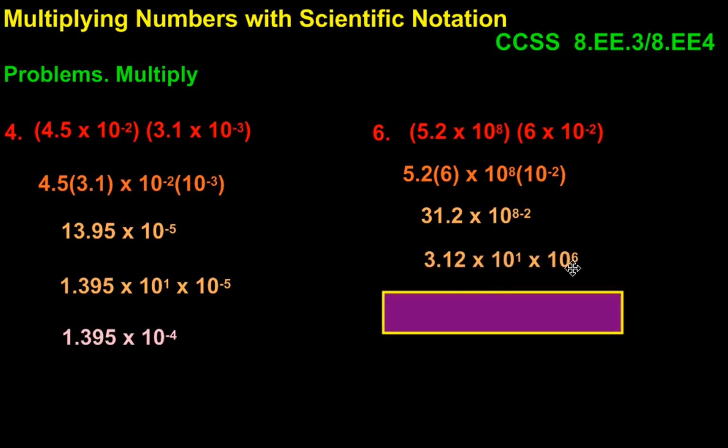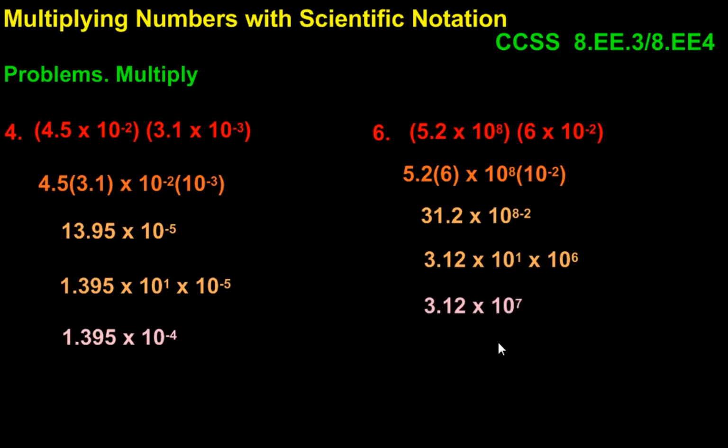So that's going to be 10 to the 6th, but again, my decimal needs to be between the 3 and the 1, so I move it. I include the times 10 to the 1 to show the move that I just made. Now I'm going to combine these, and that gives me 3.12 times 10 to the 7th. 1 plus 6, equaling 7.